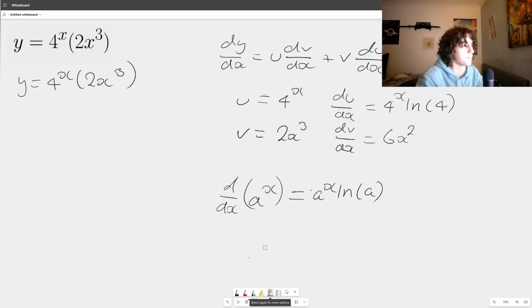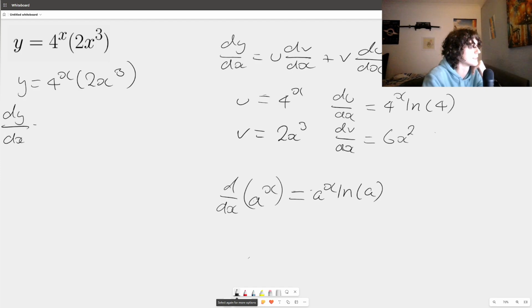Okay, fantastic. So now that we know our u, v, du dx and dv dx values, we can substitute those into our equation. So over on the left here, dy by dx is going to be equal to u dv dx, so u is 4 to the x, dv dx, which is 6x squared, plus v, which is 2x cubed, du dx, which is 4 to the x ln 4.